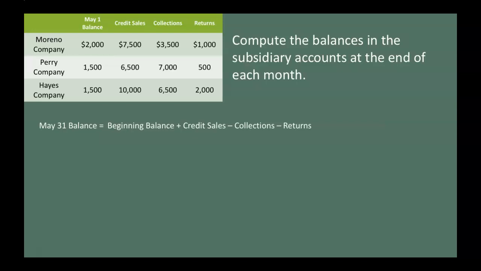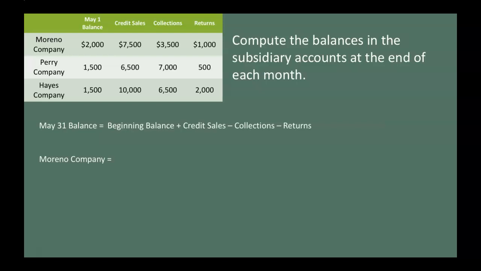Then we add in credit sales, because if we made credit sales to Moreno Company, that means that they now owe us additional money. So their accounts receivable would be increasing. So we add in credit sales. Then we subtract out collections, because if Moreno Company paid us back some money, they don't owe us that amount anymore. So we subtract out those collections, and then we subtract returns, because if someone made a return, they don't owe the money for that product anymore.